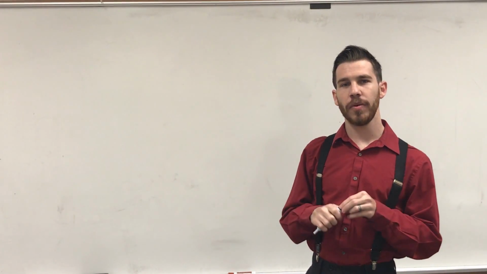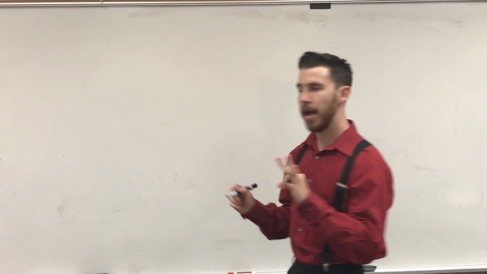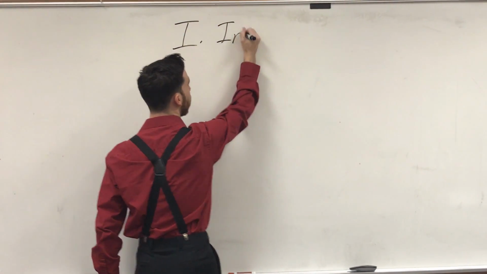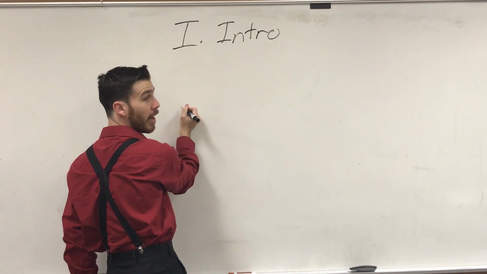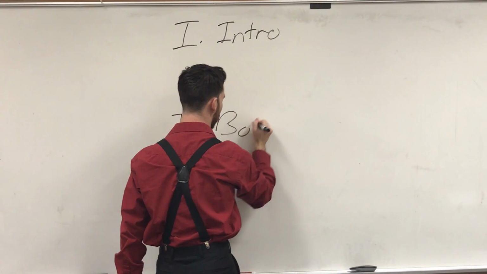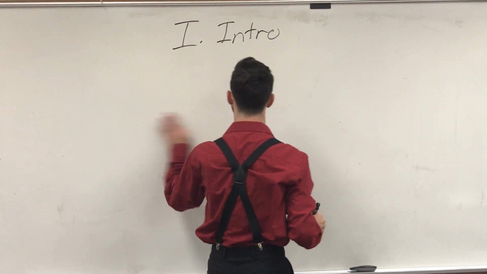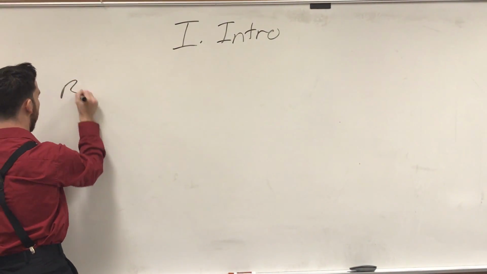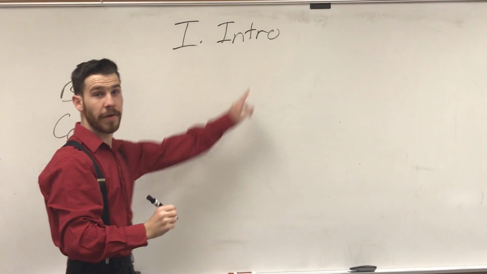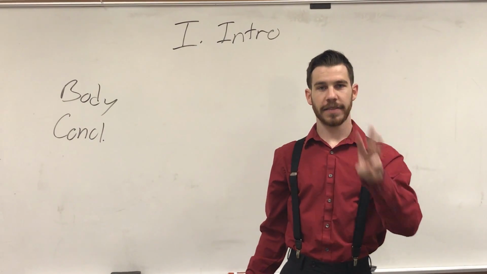So what you're going to need to do is, an outline has 3 main parts that you need to have, okay? So the 3 main parts are an intro, a body, and a conclusion. So you have 3 main parts, an intro, a body, and a conclusion. With your intro, you're going to need 3 main sections, okay?